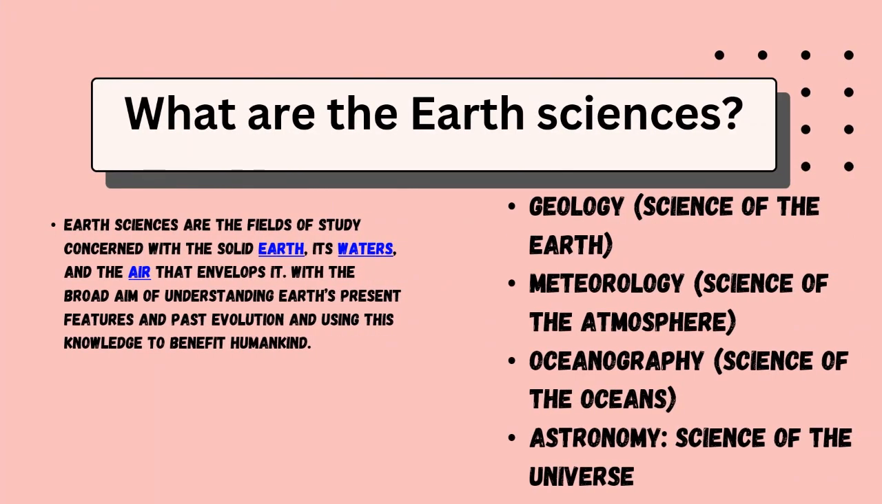Earth sciences studies the earth, the water and the air with the aim to understand the present features of earth as well as the past evolution, and using this knowledge to benefit humankind. The subjects that are involved are geology, that is the study that studies the science of earth, meteorology, the science of the atmosphere, oceanography, as well as astronomy.